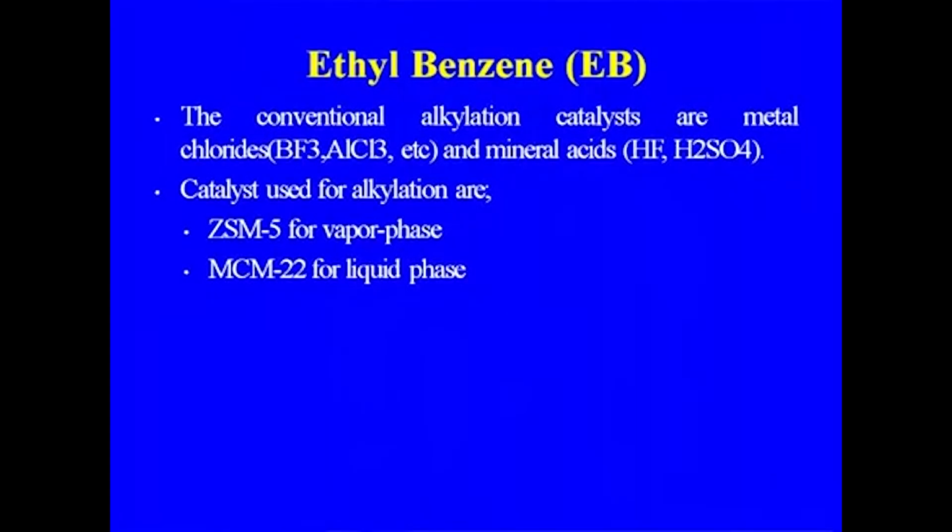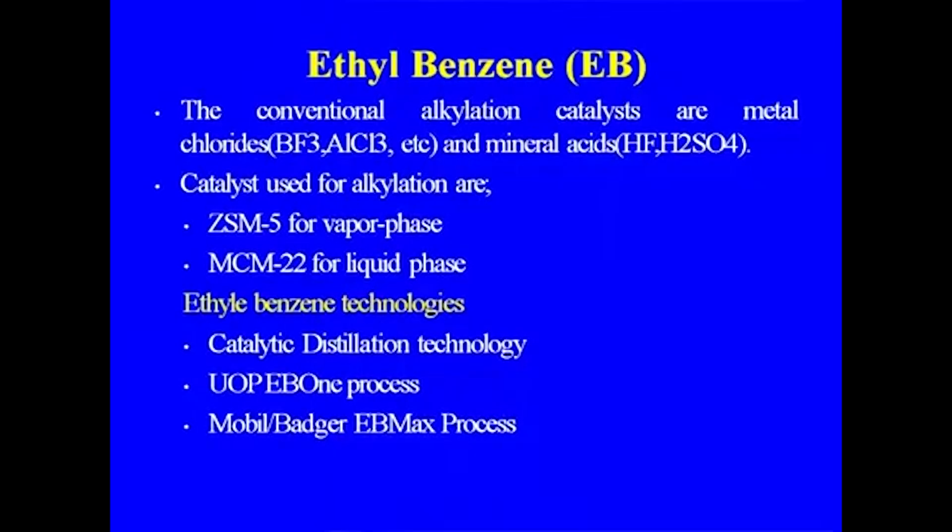The conventional alkylation catalysts, as I told you, are metal chlorides and mineral acids, hydrofluoric acid and H2SO4. Catalysts now used for alkylation are ZSM-5 for vapor phase and MCM-22 for liquid phase. I already discussed ethyl benzene. Some of the technologies available for the manufacture of ethyl benzene are catalytic distillation, the UOP EB1 process, and the Mobil-Badger EBMax process. These are the three major process licensors supplying ethyl benzene technology.